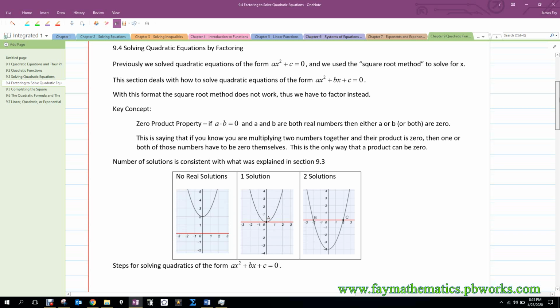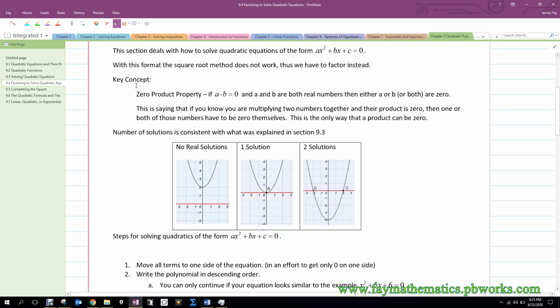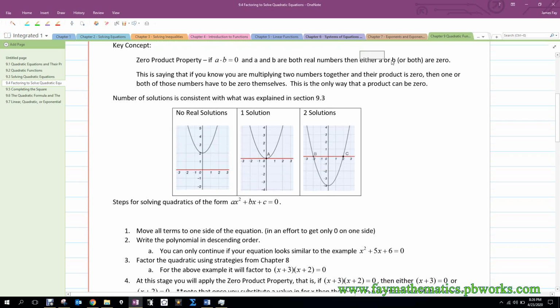Okay, so in order to be able to do that, one of the key concepts is what we call the zero product property. Product obviously means multiplication. Zero is the product that we get when we do multiplication. Here's what the property says. It says if a times b gives you 0, and a and b are both real numbers, so any number that we choose off the number line, but when we multiply them together we get 0, that must mean that either a or b, or maybe both, were actually 0 themselves.